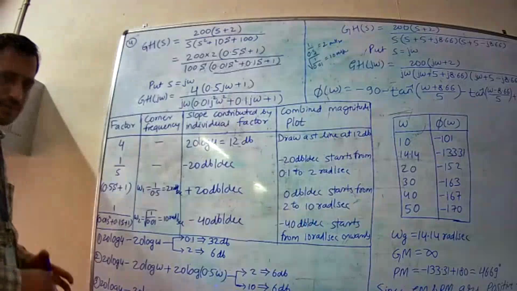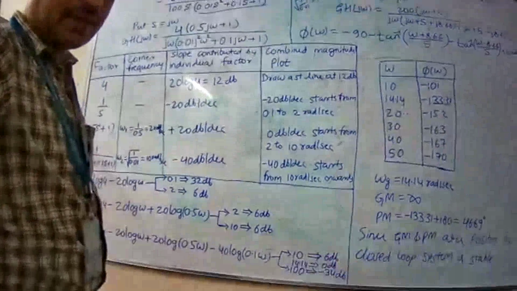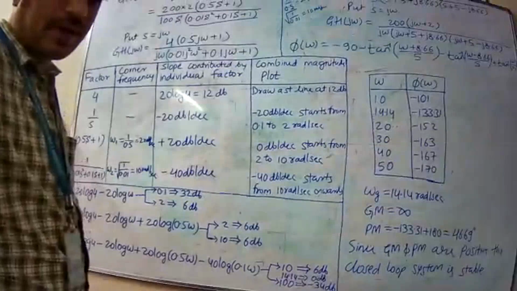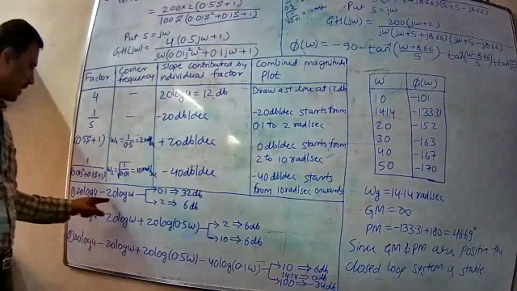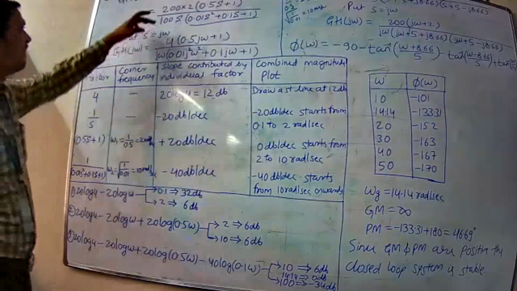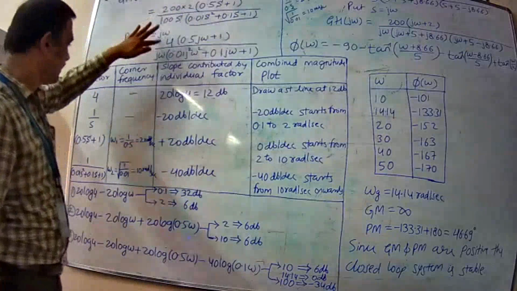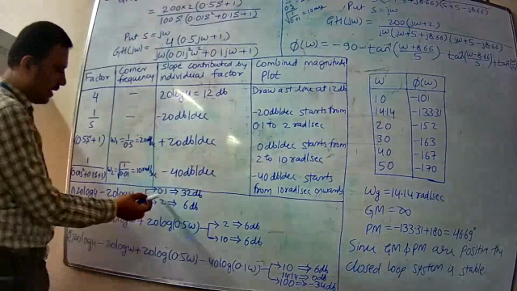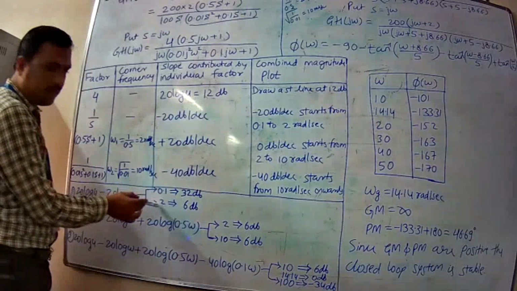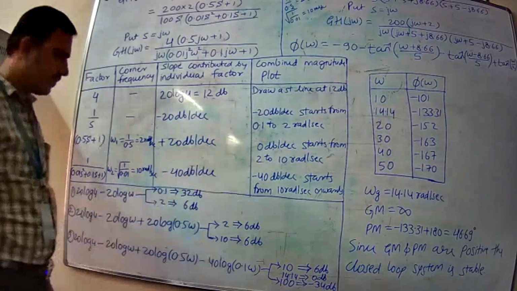Next, to write the equations, the first equation is simple, there is nothing complicated at all. That is 20 log 4 minus 20 log omega, by considering this 4 and this s factor, these two factors. 20 log 4 minus 20 log omega is equal to, then here we take the two values, that is 0.1 and 2. For 0.1, 32 dB; for 2, 6 dB.